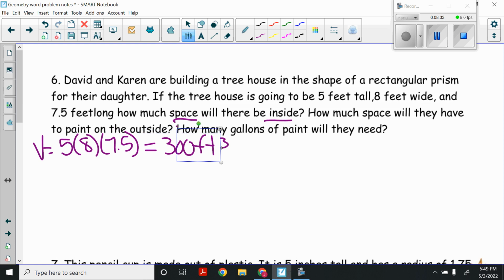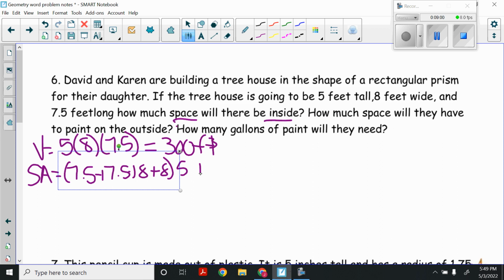Then it says, how much space will they have to paint on the outside? If we're just painting the outside, we're just painting the surface area of this. It's a tree house, so we would assume that it would have a floor and a roof. So we want the surface area of the entire rectangular prism. So the surface area, our perimeter, so 7.5 plus 7.5 plus 8 plus 8 times its height, 5, plus 2 times the area of the base, 7.5 times 8.